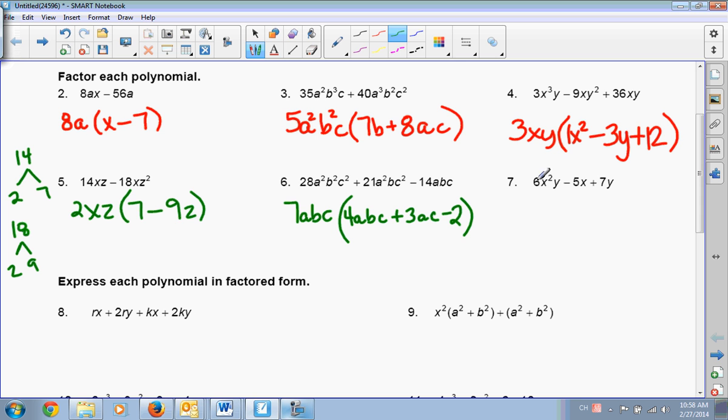Okay, number 7. 6x squared y minus 5x plus 7y. Yeah, 6, 5, and 7. Well, 7's prime and 5 is prime. And the only thing that goes into 6 is 2 and 3 besides 1 and itself. So really, this whole thing has nothing in common. That's it. So this is already factored.